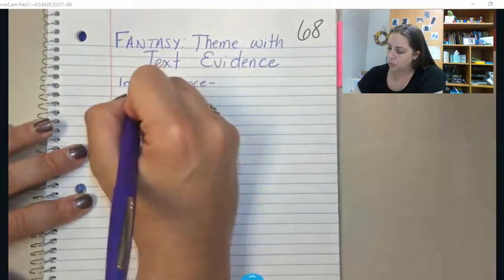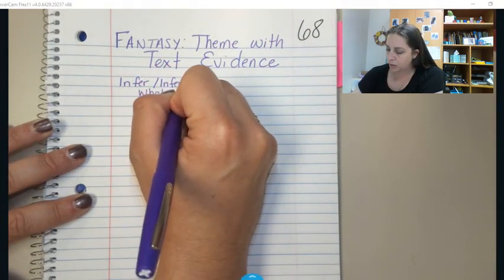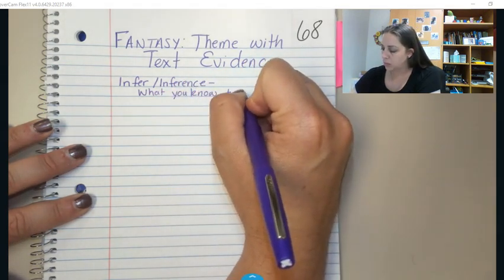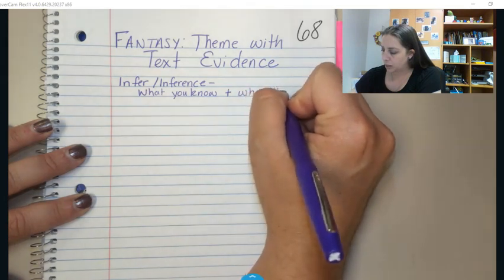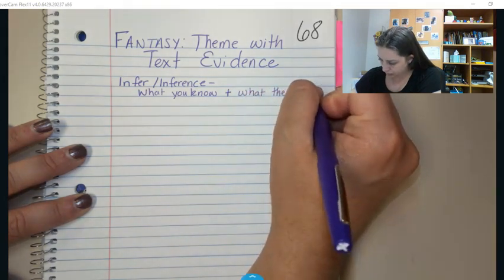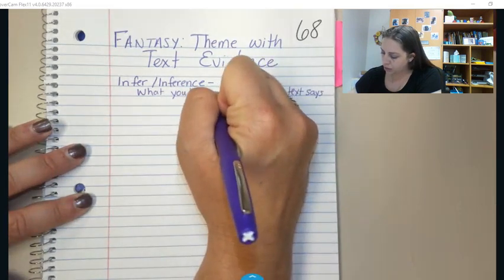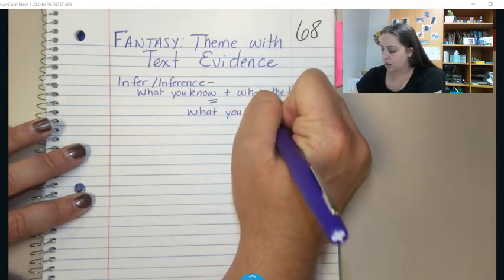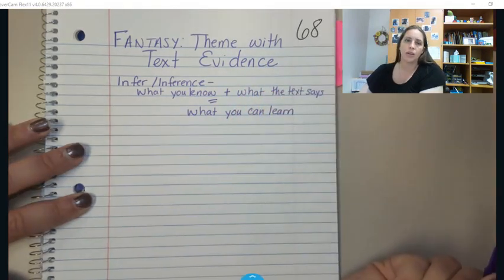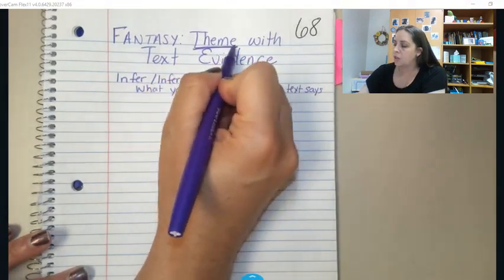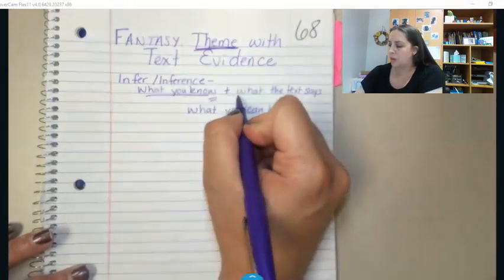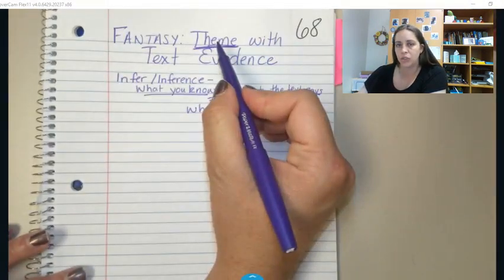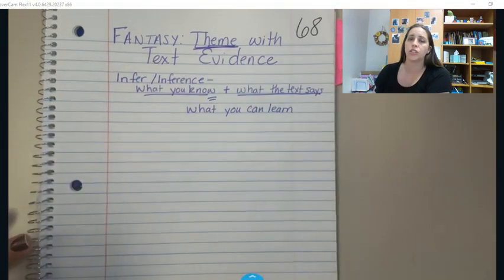Inferring means that you're going to take what you know plus what the text says, and that equals what you can learn. And the reason we're talking about that here is because with your theme, you have to take what you already know and take what you read in that text to talk about what you have learned, or that theme of that story, or what the author thinks the main character should learn.